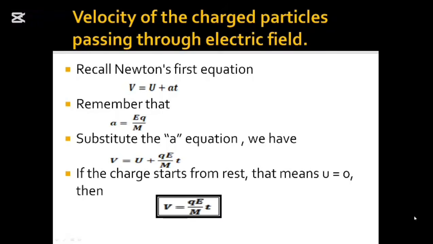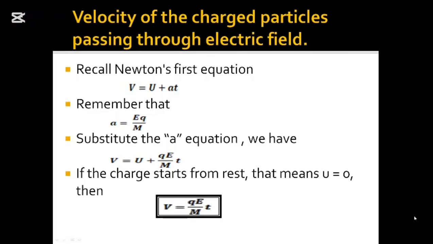So the same equation that says V is equal to U plus AT is the same thing you're having where I say substitute the A equation. But what did we do? Instead of writing A, we now replace it with EQ all over M. So we have V equal to U plus QE all over M times T.